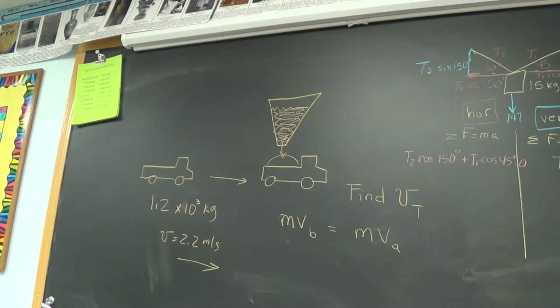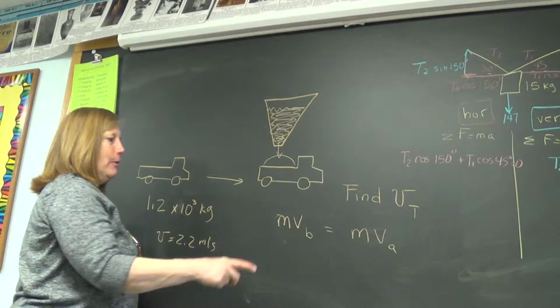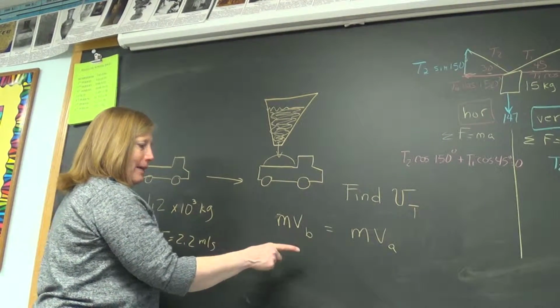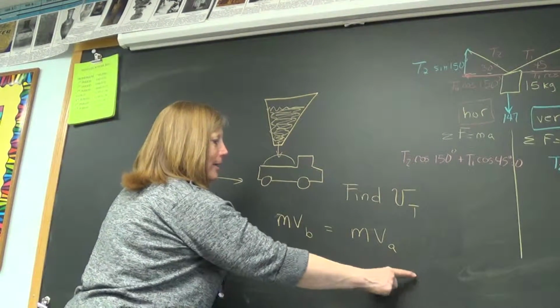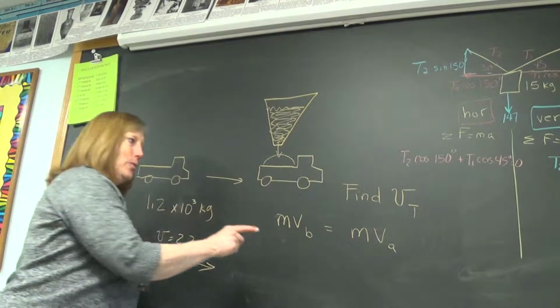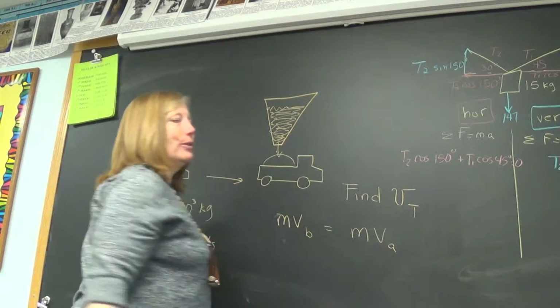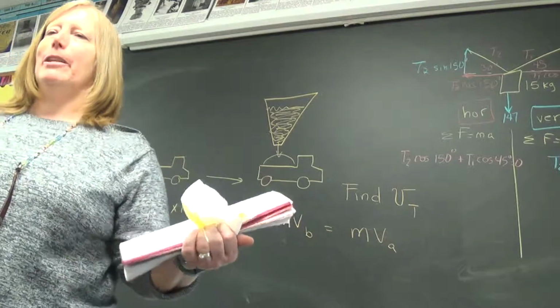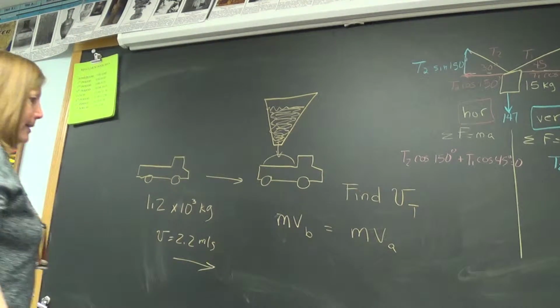So is this the kind of momentum problem where we have two things on one side and one on the other? Or is it one thing on the left and two things on the right? Which way is this problem lining itself up? Molly? One on the left, two on the right.